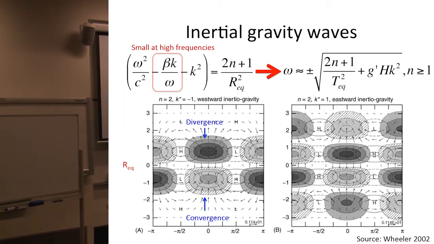So this is the n equals 2 case. It's interesting, so n equals 2 for both cases. This is the westward inertia gravity wave, and this is the eastward inertia gravity wave. Again, you can see there's this asymmetry about the equator, and there's no zonal flow on the equator. The flow convergence and divergence is consistent with westward propagation in this panel and eastward propagation in this panel.